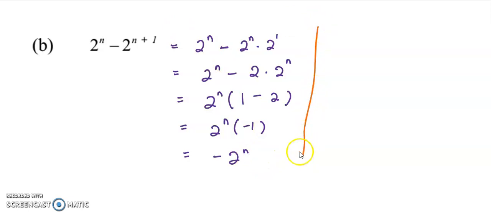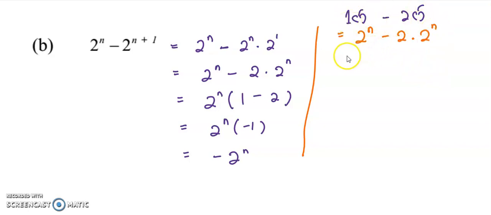Another method is, first I will see this as 2 power of n minus 2 of 2 power of n. So you can see this as your apple, and minus 2 of your apple. 1 apple minus 2 apples, what do you get? You will have negative 1 apple. So what is your apple? The apple is representing the 2 power of n, so you get negative 2 power of n. This is how I work for it. This is the first method, I use the factor method, factor out the 2 power of n, because the 2 power of n is a common factor.